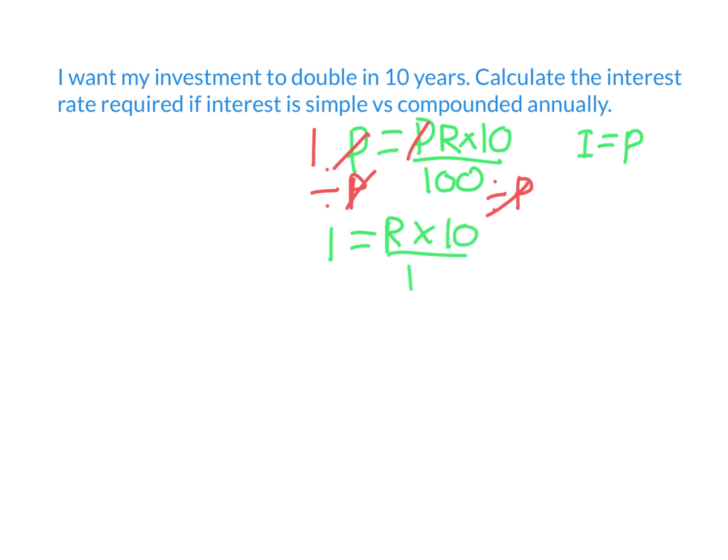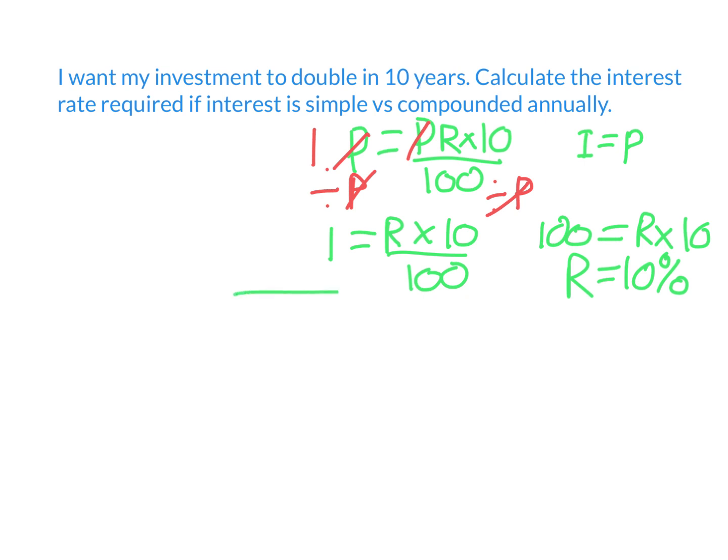So you know how to solve these equations. I need to undo what's been done to R in the opposite order to BIDMAS. So I times each side by 100. I get 100 equals R times 10. Then I divide each side by 10. I get R equals 10%. If you want your investment to double in 10 years and interest is simple, you need an interest rate of 10%.